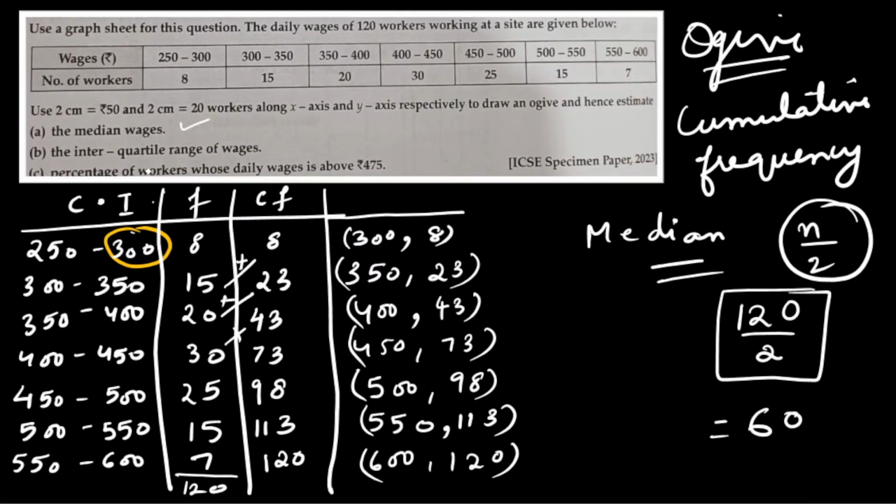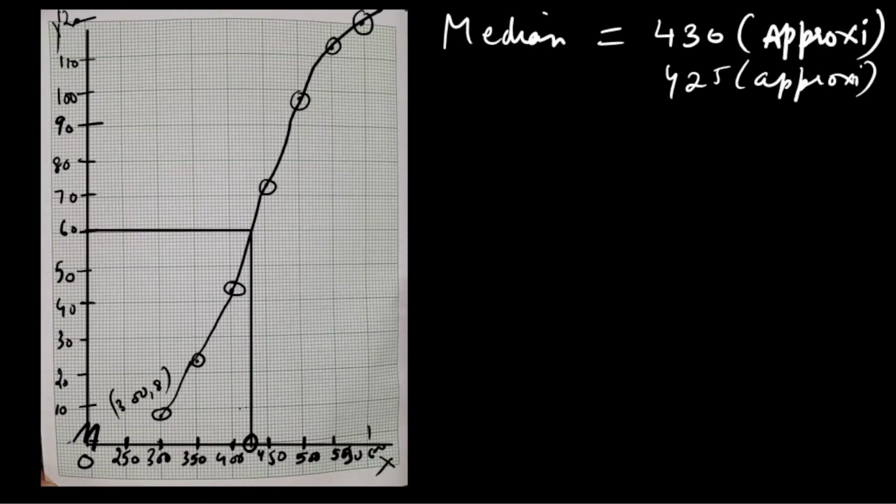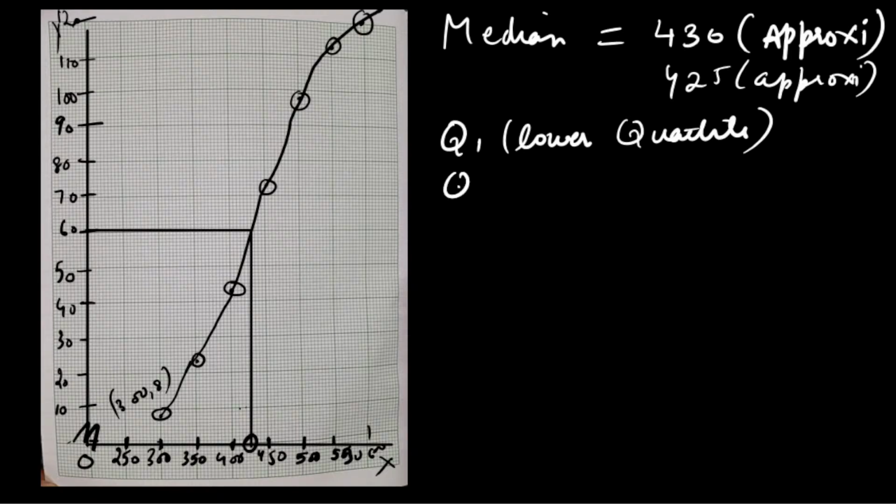So median we found, interquartile range we have to find. See, quartiles are there. Now what is this quartile? Two types of quartiles are there. Lower quartile. Quartiles are fourth parts, like quadrants. So lower quartile we write as Q1 and upper quartile we write as Q3.